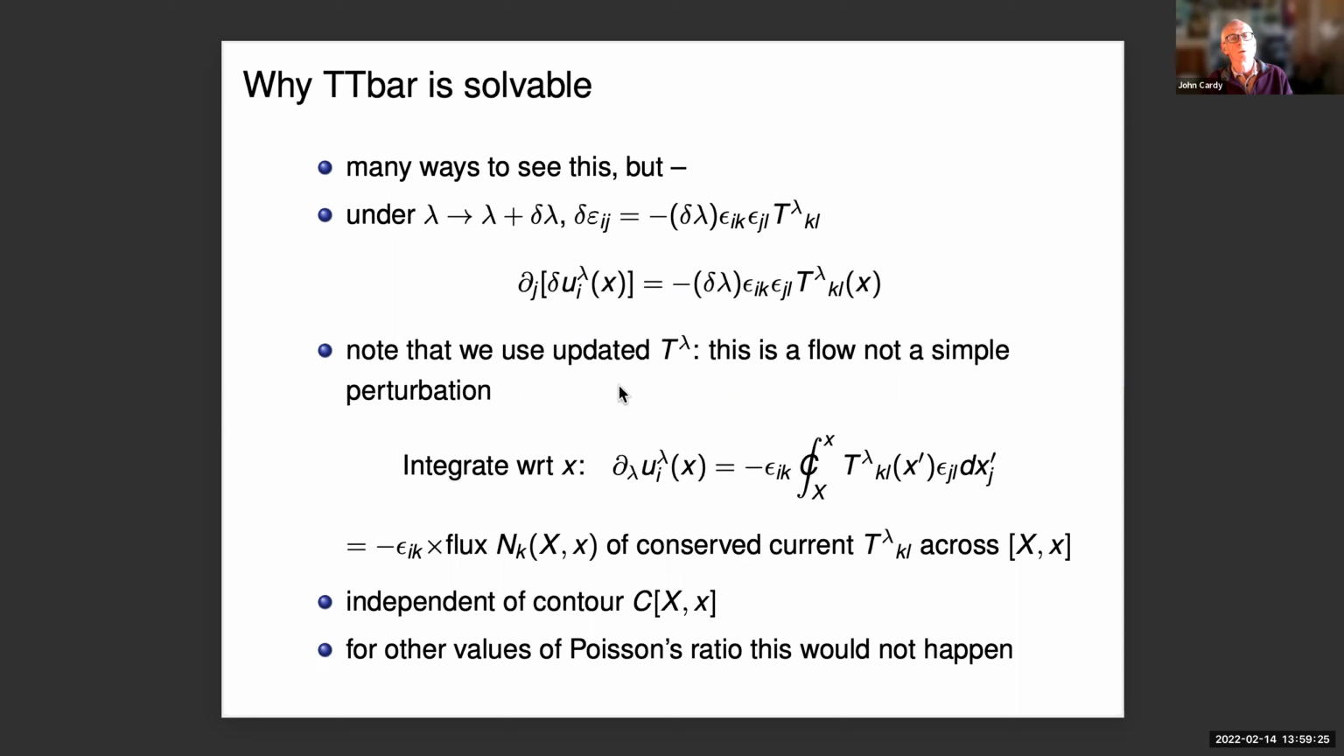So if we integrate this equation with respect to x, what we find is that the evolution of the displacement field can be written as an integral over some contour from some fixed point capital X up to X of the flux of the conserved current T across this curve here. And because T is conserved, very important, this is in fact independent of the actual contour.